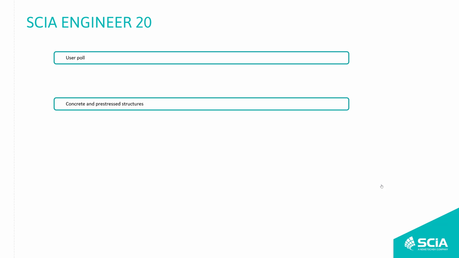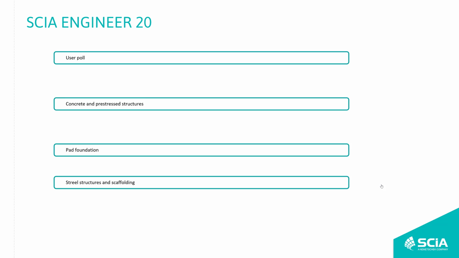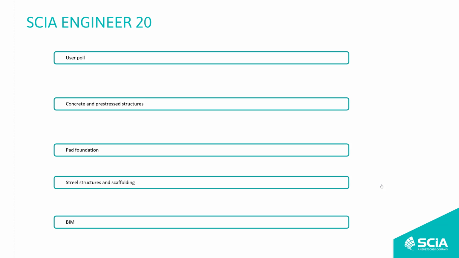And we are at the end of what's new in SCIA Engineer. It was a lot of items on a lot of slides. We spent a couple of minutes to explain it. So let me sum it up here on this slide, that we have been talking about user pool, about concrete and prestressed structures, about path foundation, about steel structures and scaffolding, and lastly about BIM.